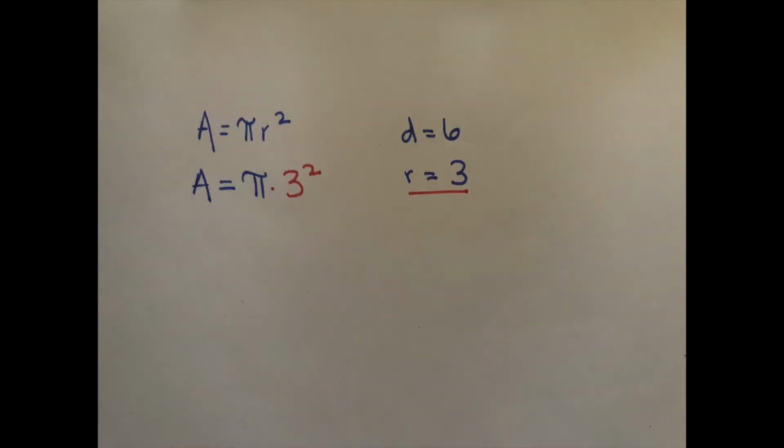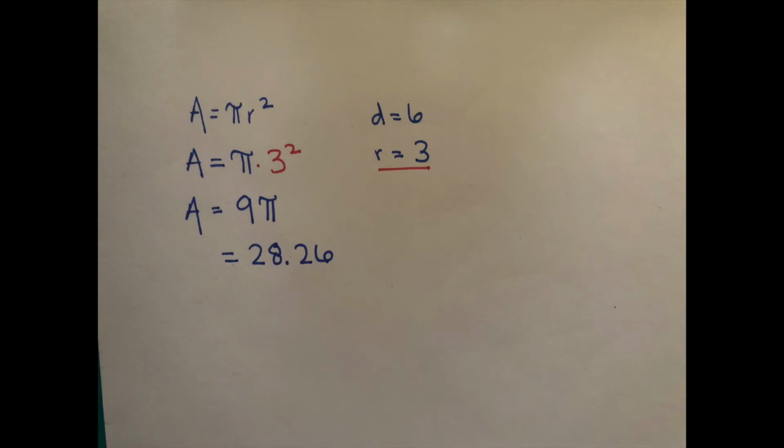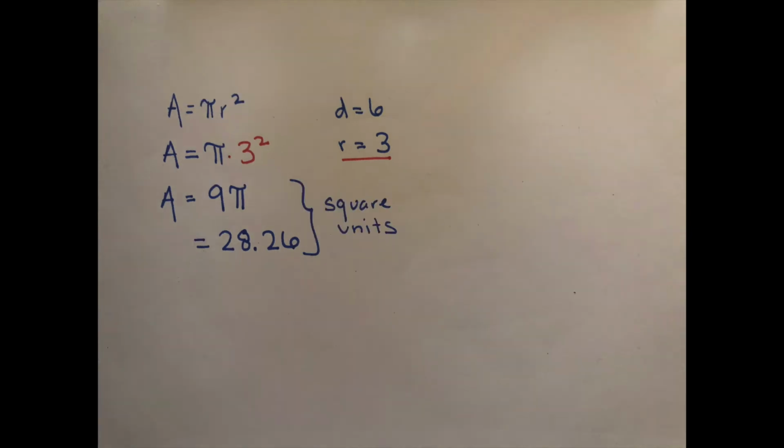Once we have the radius, we can plug it into the formula, so area equals pi times the radius, or 3 squared. And since 3 squared equals 9, we now know that area equals 9 pi. So at this point, we could put in 9 pi as our answer, or we could do 9 times 3.14, which equals 28.26. And remembering, of course, that we're finding area, so our answer would be in square units, whichever form we choose to input.